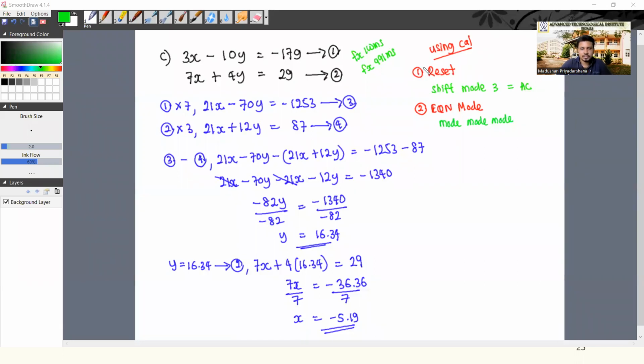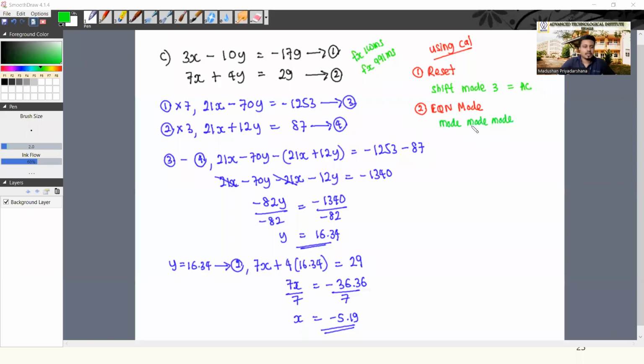Since I'm using this MS version 1, I'm not that familiar with how these things are performed in ES, but there you can see these tutorials. Search on YouTube how to solve simultaneous equations using FX991 ES. There will be so many tutorials available for the ES versions.